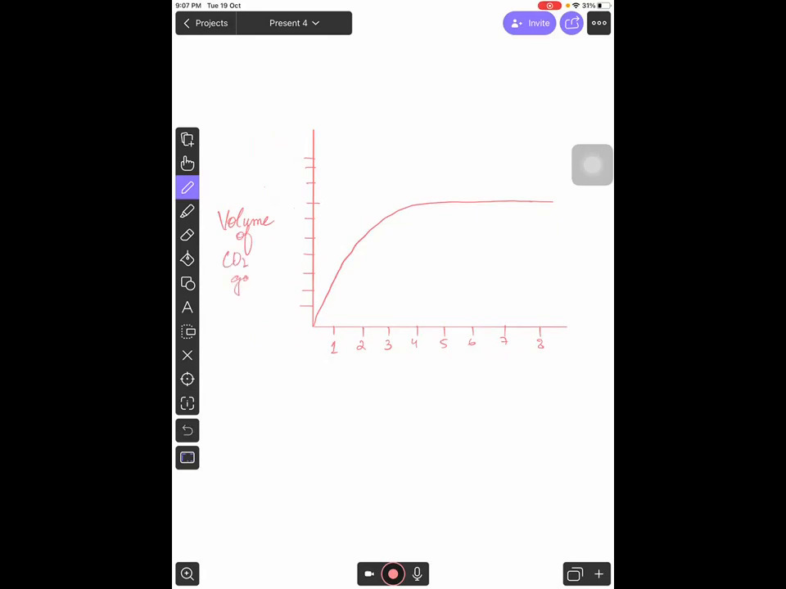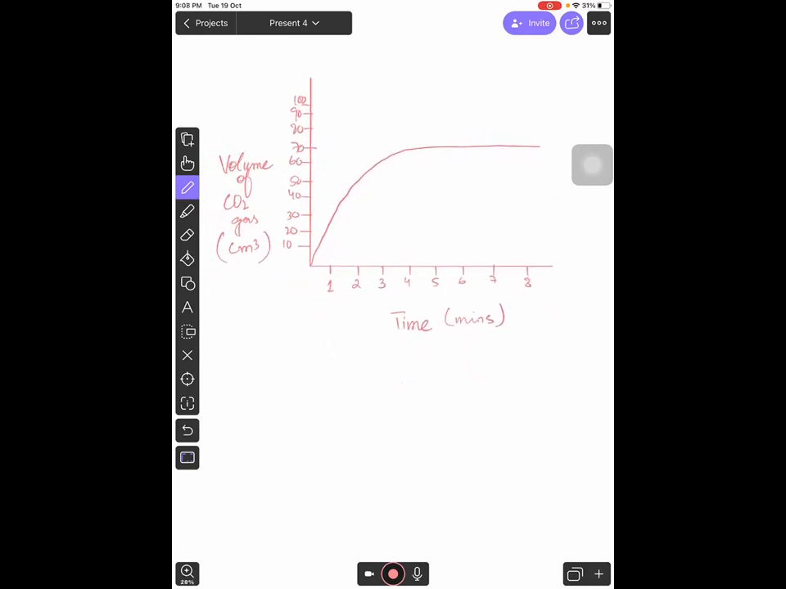For example, let's suppose it is the volume of carbon dioxide gas, and the time is in minutes. Let's suppose it is in centimeter cube. So it is 10 centimeter cube, 20, 30, 40, 50, 60, 70, 80, 90, and 100, right? So this is the graph. So how can we use this graph to find out different things?